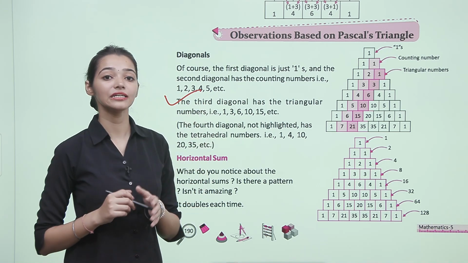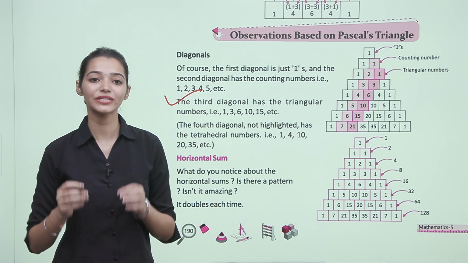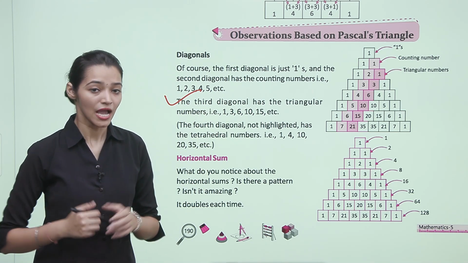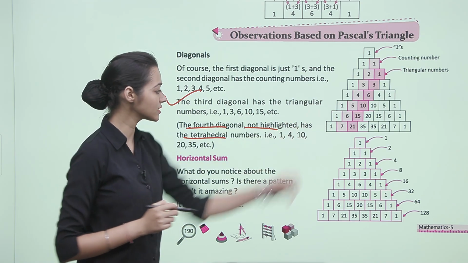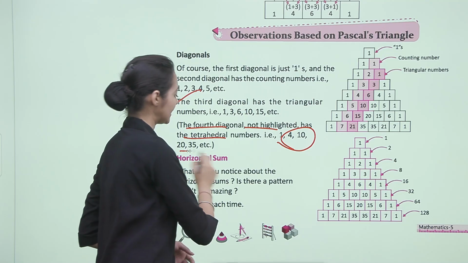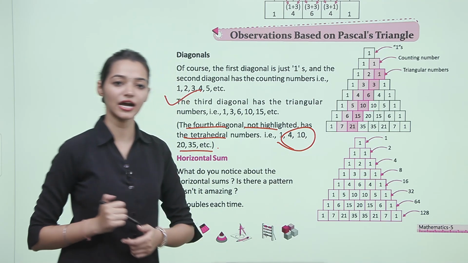Now the third diagonal has the triangular numbers 1, 3, 6, 10, 15 etc. And the fourth diagonal, not highlighted, has the tetrahedral numbers like 1, 4, 10, 20, 35 and so on.